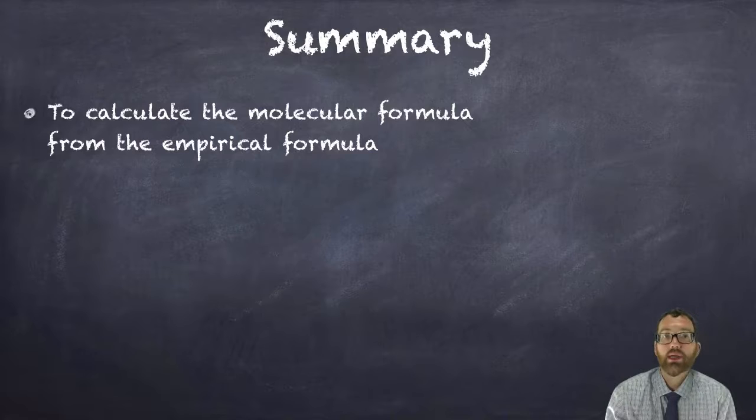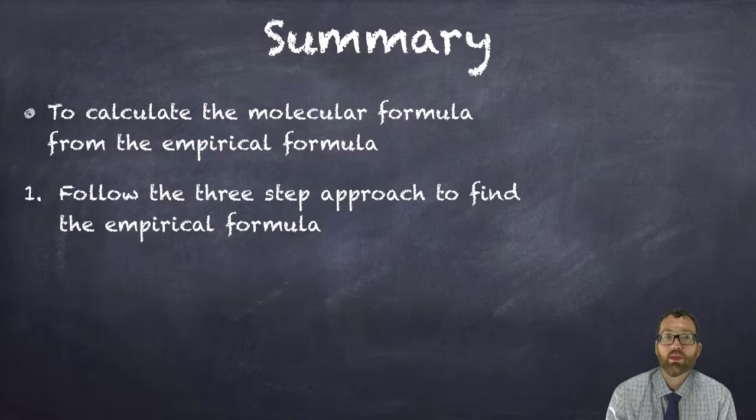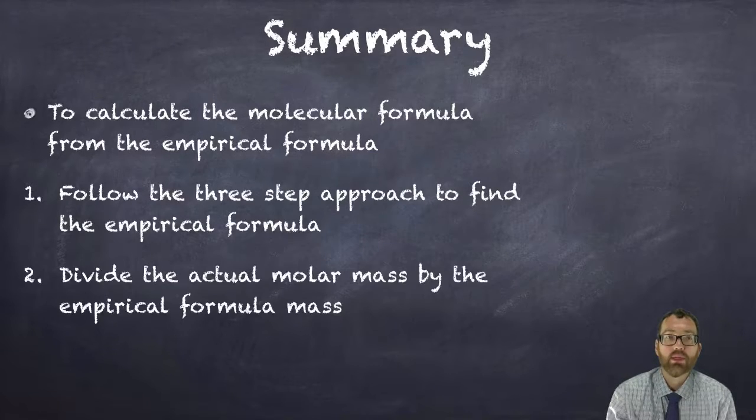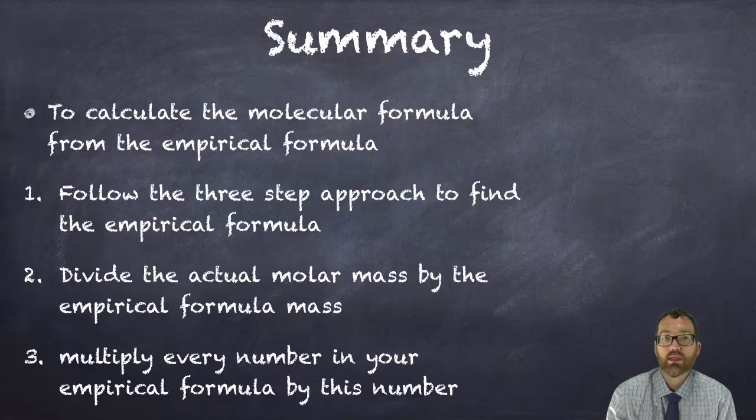So to calculate the molecular formula from the empirical formula, also follow 3 steps. First, you've got to find the empirical formula, and then you need to divide the actual molar mass by the empirical formula mass. Then multiply every number in your empirical formula by this number and you'll get the molecular formula. Every once in a while you'll get a problem where if you divide the actual by the empirical you'll get 1, which means that your problem is already an empirical formula and the answer just is the empirical formula.